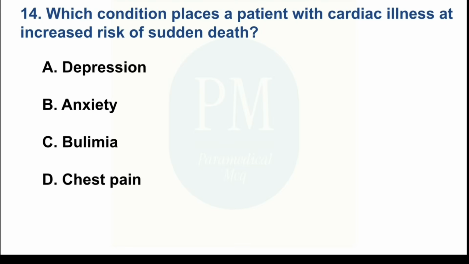Which condition places a patient with cardiac illness at increased risk of sudden death? Option A, depression. Option B, anxiety. Option C, bulimia. Option D, chest pain. The correct option is option D, chest pain.